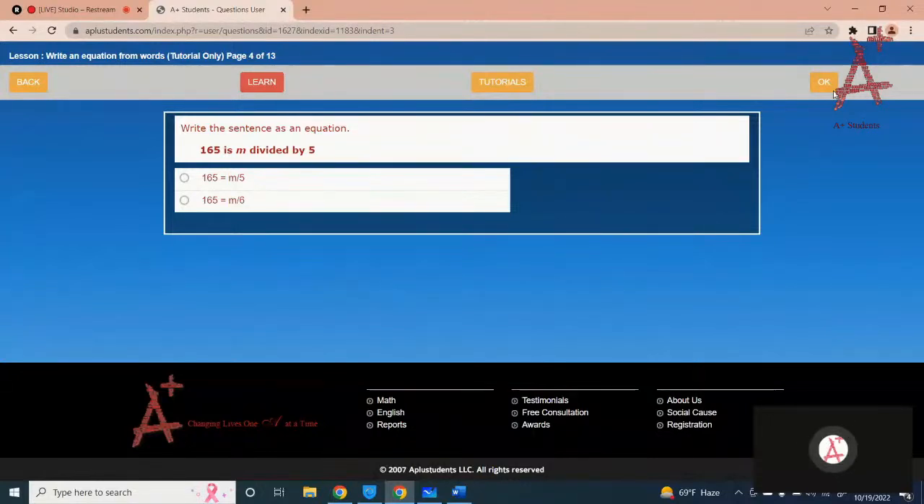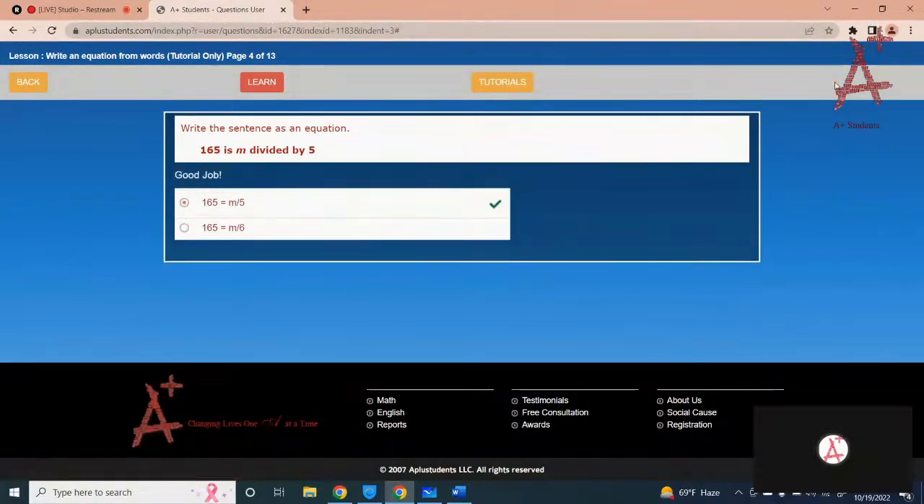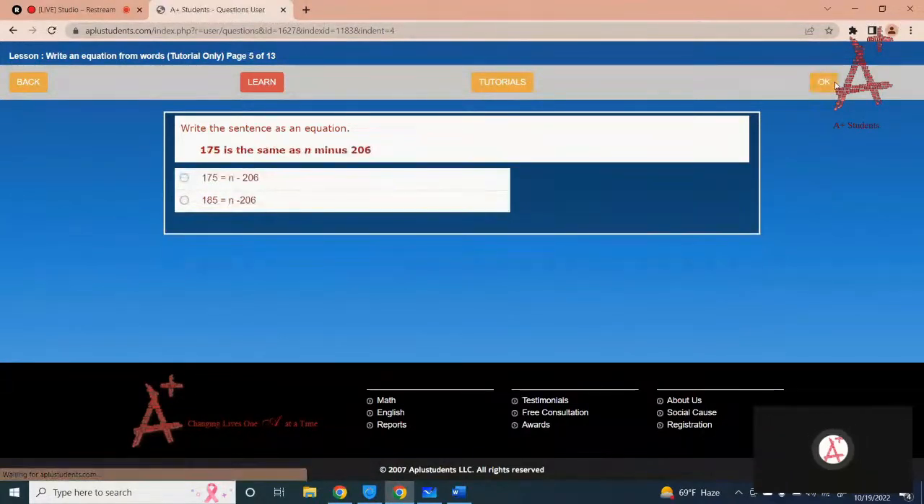Okay, write the sentence as an equation. 165 is m divided by 5. That means 165 equals m divided by 5. Got it? Hi Nancy. Yes, it is 165 equals m over 5. That is the first option. Very good, Nancy.